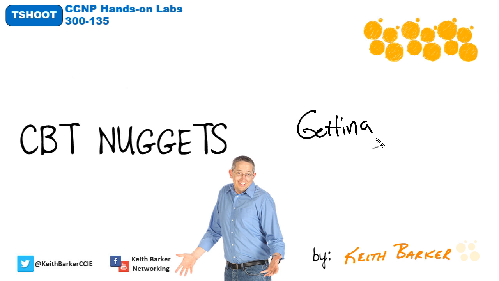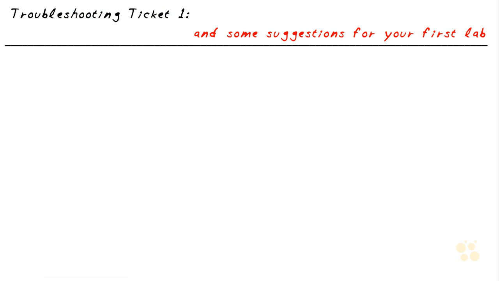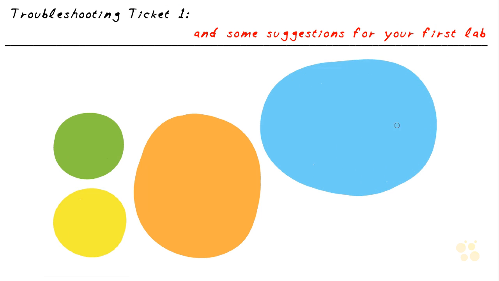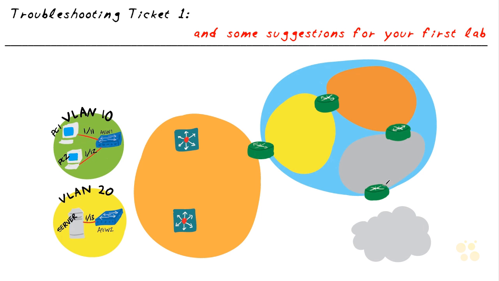In this nugget, we're going to describe some tips of working with GNS3 in our lab environment, as well as getting started with trouble ticket number 1. Let's jump in. Now, for this first troubleshooting ticket, I want to take a moment and share with you some tips and insights that are going to make your lab and troubleshooting experience that much better, including how to bring up the GNS3 topology for our trouble ticket number 1.